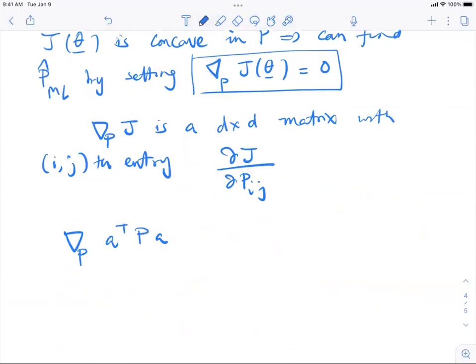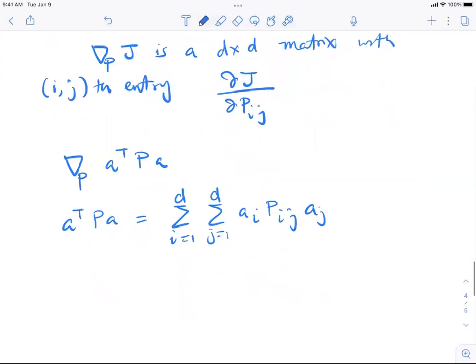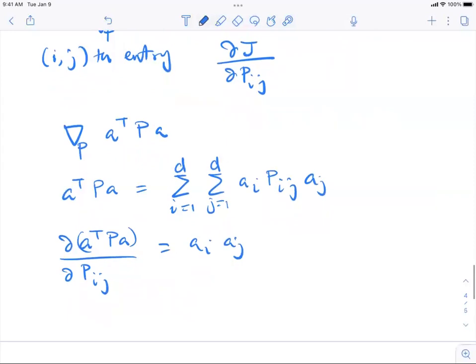So let me write down what a transpose P a is. Just write it down. That's summation i equals 1 to d, summation j equals 1 to d, a_i P_ij a_j. That's all it is, right? It's a scalar that comprises all these terms. So the partial derivative of a transpose P a with respect to P_ij is just whatever that ijth term is. So that's a_i times a_j. And so that's basically my ijth entry of the gradient.